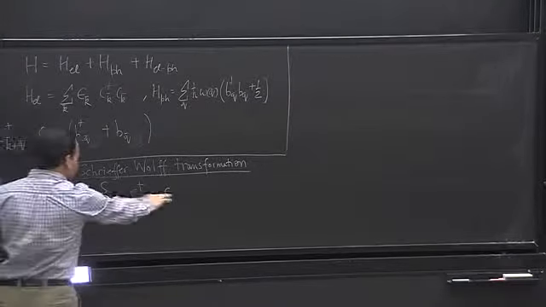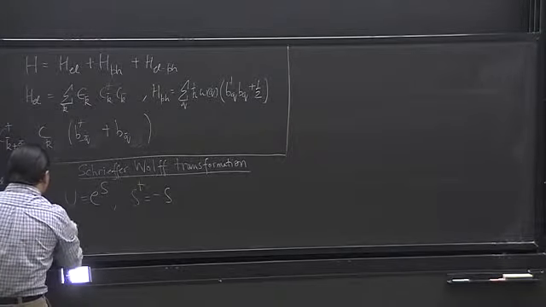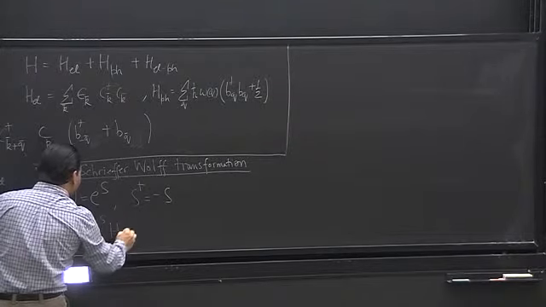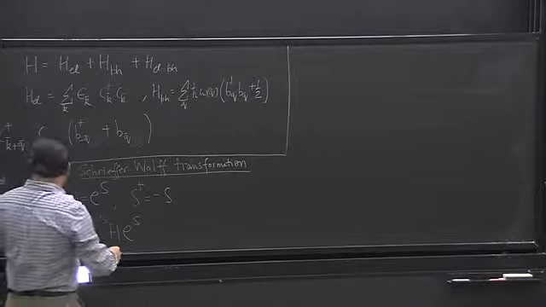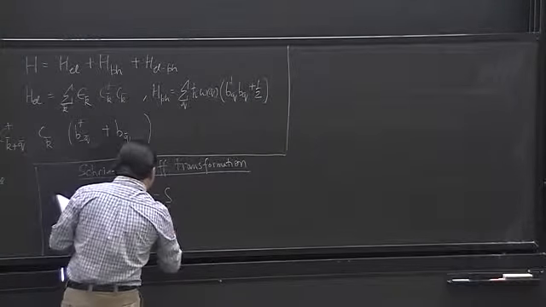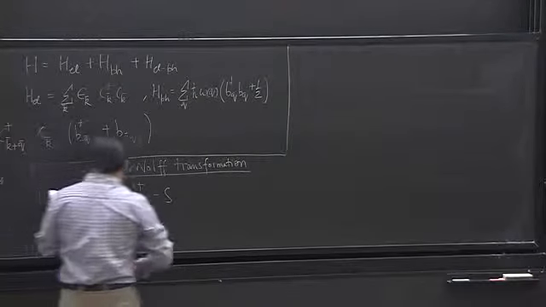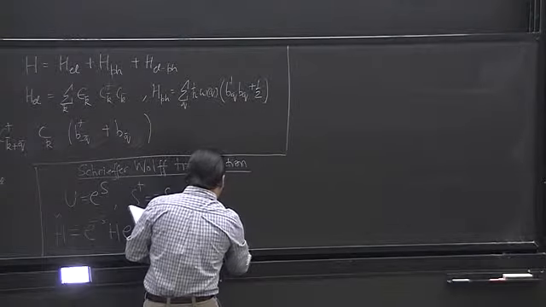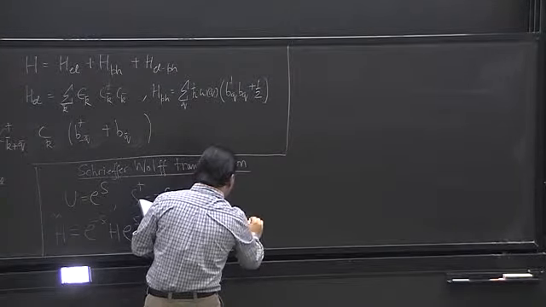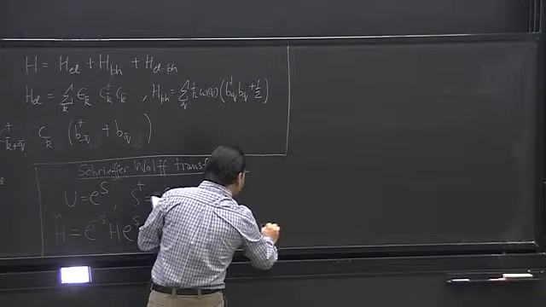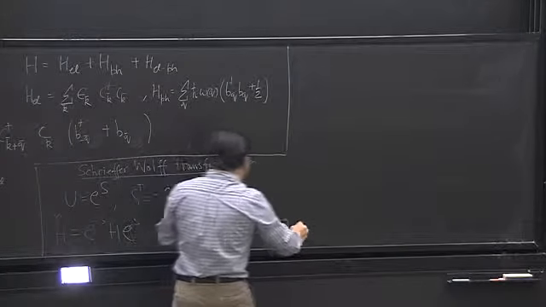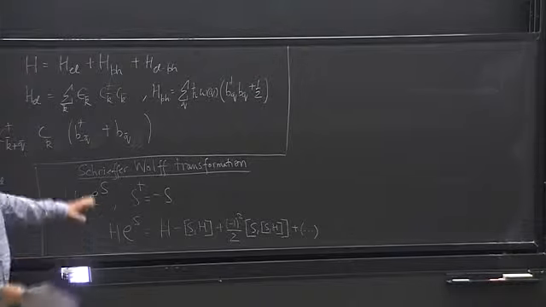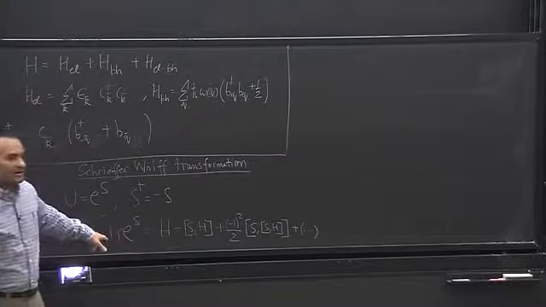If I have a unitary transformation that can be written like this, you can use operator algebra to show that the transformed Hamiltonian, which is e to the power minus S, H, e to the power S, I think this was in tutorial one, can be written as H minus the commutator of S and H, plus the second term, which is half the commutator of S with the commutator of S and H, and then the higher order terms. You can just expand the exponential and regroup terms to show this. So this is just an identity, an expansion obtained by expanding the exponentials.